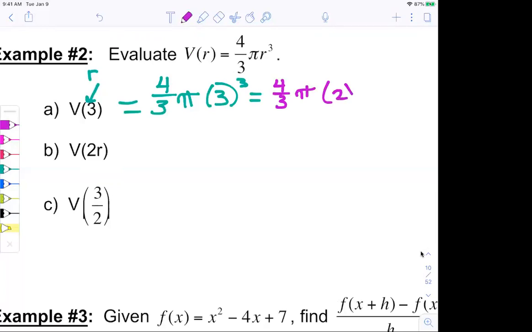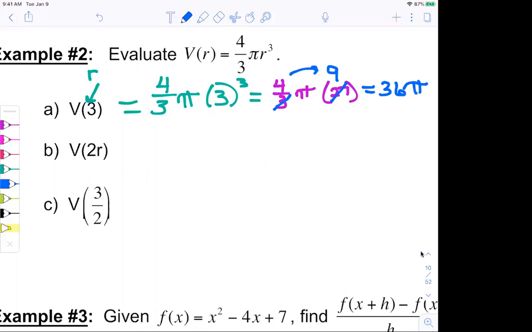3 cubed is 27. So now I'm taking 4/3 times pi times 27. And I still don't want you to grab that calculator. If I have 4/3 times 27, remember I can reduce. The 3 goes into 27 9 times. And now when I multiply, I have 4 times 9, which is 36. And then I'm just going to keep the pi in the answer. So this becomes 36 pi. So my radius is 3. The volume of this sphere with a radius of 3 would be 36 pi. Questions? So you can reduce fractions like that, just like we did reducing fractions when we were looking at rationals.